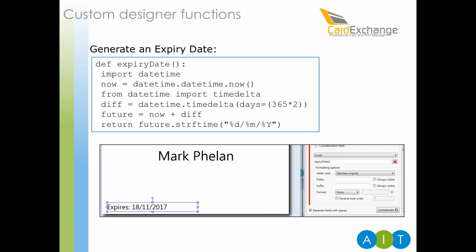Sticking with dates, this function here is going to calculate an expiry date for a card 2 years into the future, and it's going to print it on the card. So this is constantly updated so that the cards are always valid for exactly 2 years from the time of print. I've used a concatenation field here to put the word expires before the date. This is just a way of merging two pieces of information together, in this case some fixed text that says expires followed by the calculated date.